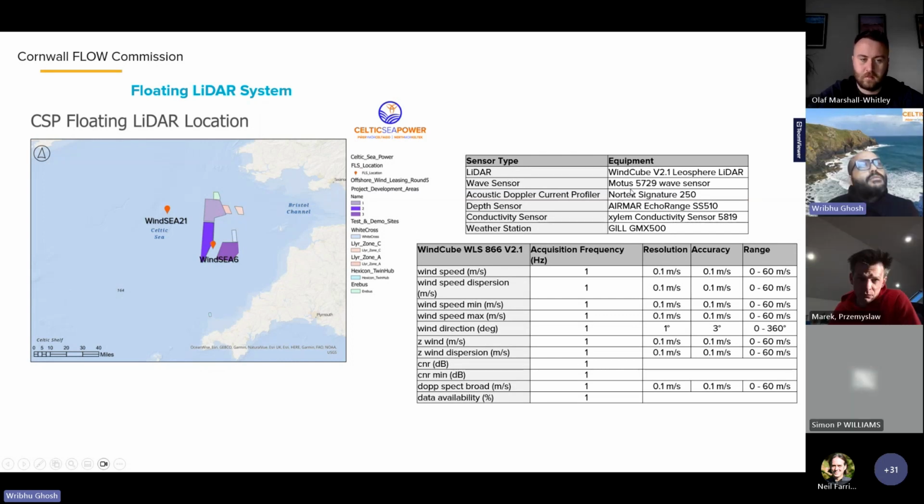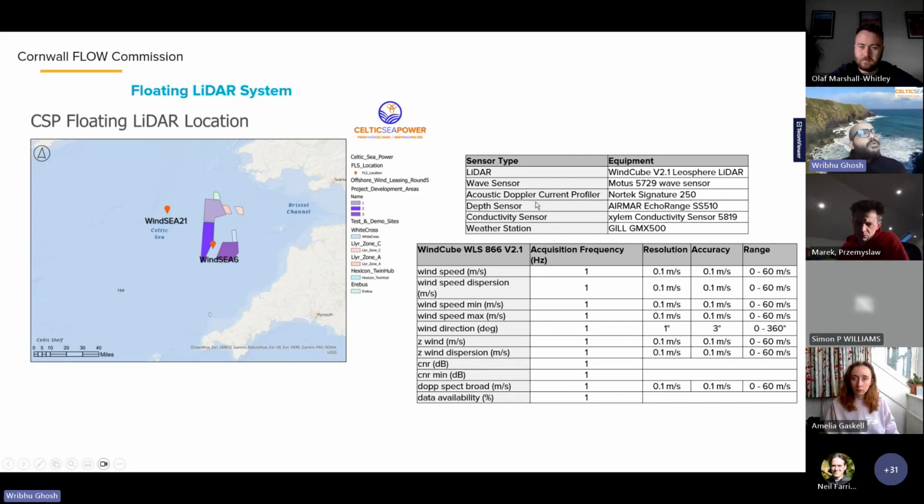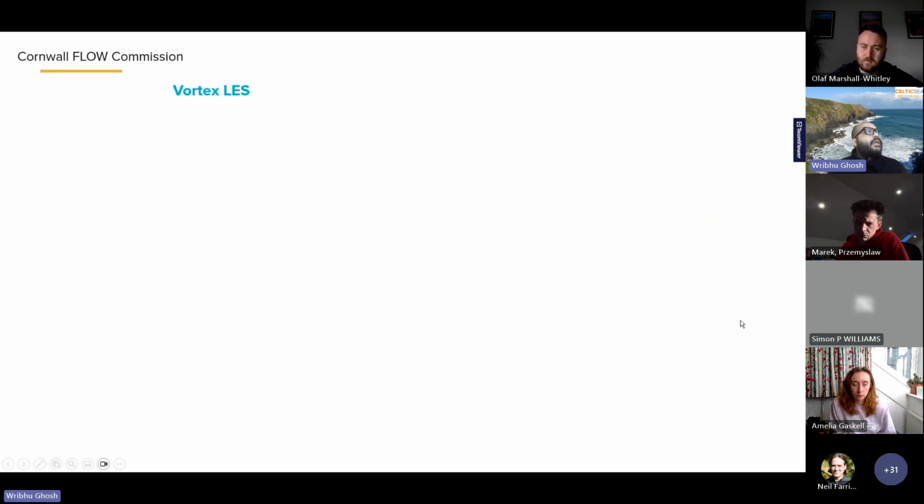Our LiDAR buoys are also fitted with some additional sensors, like a wave sensor, a downward-looking ADCP, a conductivity sensor, and a weather station. The LiDARs capture data like wind speeds, wind speed dispersion, which is the standard deviation, min, max, direction, vertical components, and vertical component standard deviation. The acquisition frequency is 1 hertz, 1 per second. This is the resolution, accuracy, and range.